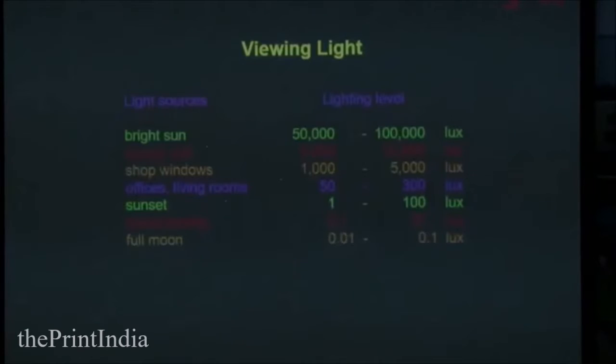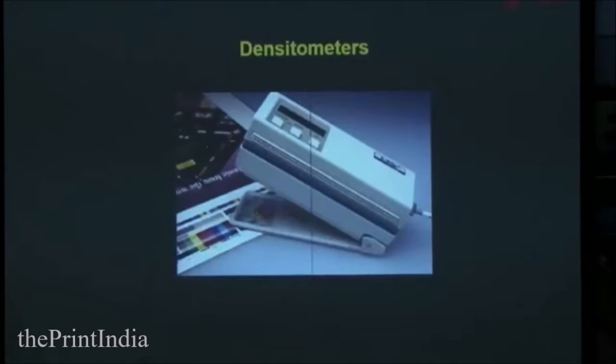Then what is the intensity of light? You may have the right color, but if the lighting level is very low, then you cannot see the colors properly. Like in the evening or early morning, the lighting level is low, so you don't see colors properly. During the day, when the lighting level is up, you can see colors better. So there are a variety of conditions.